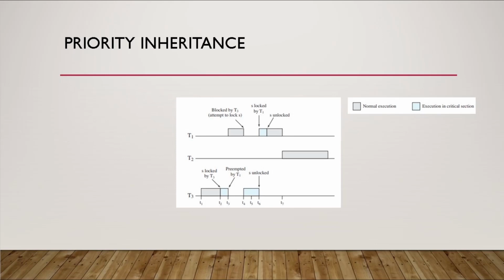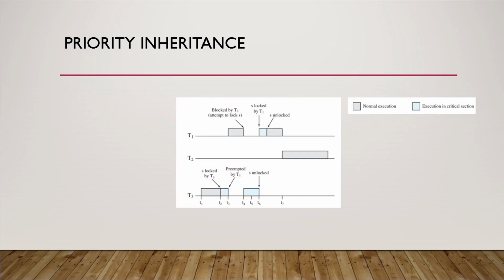T3 begins executing. T3 locks semaphore S and enters its critical section. T1, which has a higher priority than T3, preempts T3 and begins executing. T1 attempts to enter its critical section but is blocked because the semaphore is locked by T3. T3 is immediately and temporarily assigned the same priority as T1. T3 resumes execution in its critical section. T2 is ready to execute, but because T3 now has a higher priority, T2 is unable to preempt T3.